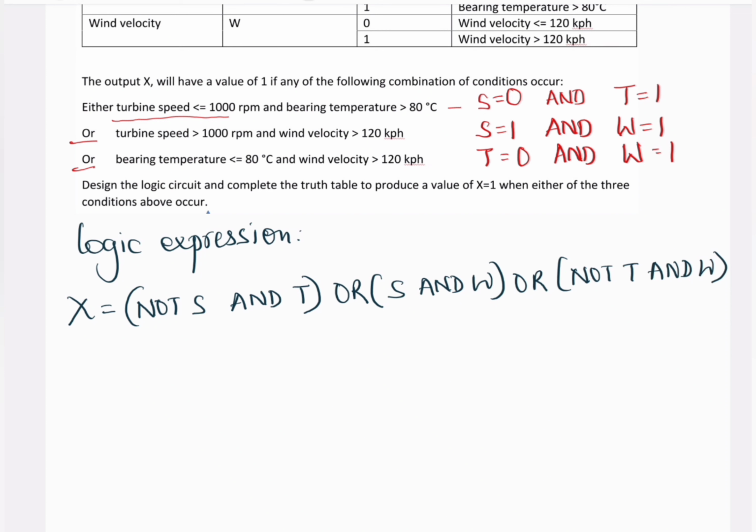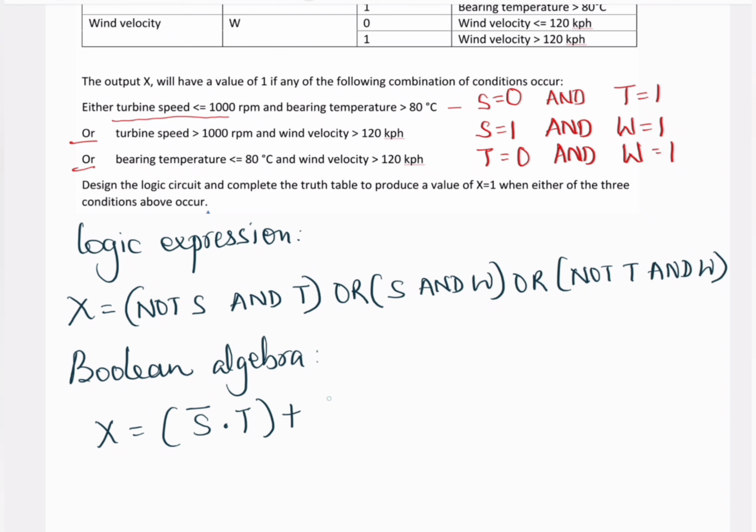This is simply in relation to the truth table where we had got all the expressions where the output was 1. So now let's try and put the Boolean algebraic equation together. X is equal to not S, which is represented by a bar on the top of S, and is the dot sign. Then you have got the T, or is the plus sign, S and W, or is the plus sign, not T, T with a bar on the top, and is the dot sign, and W. So this gives us the Boolean algebra.